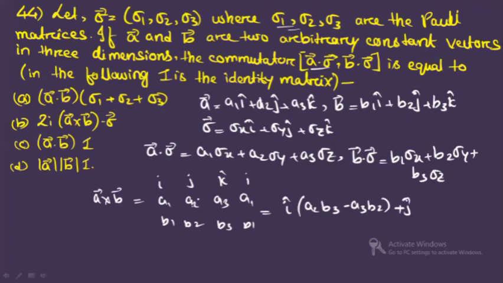If you are taking plus ĵ, then you will do A3 B1 minus A1 B3, plus k̂. K̂ will give you A1 B2 minus B1 A2. Clear? This we will use later on. For the timing I have calculated. Now let's go back to the commutation of Aσ and Bσ.